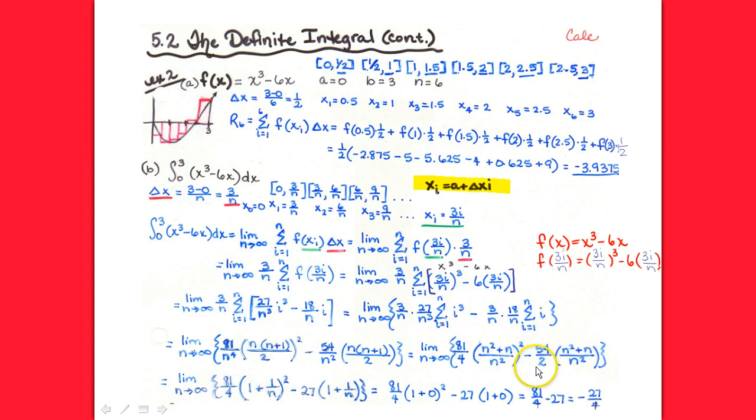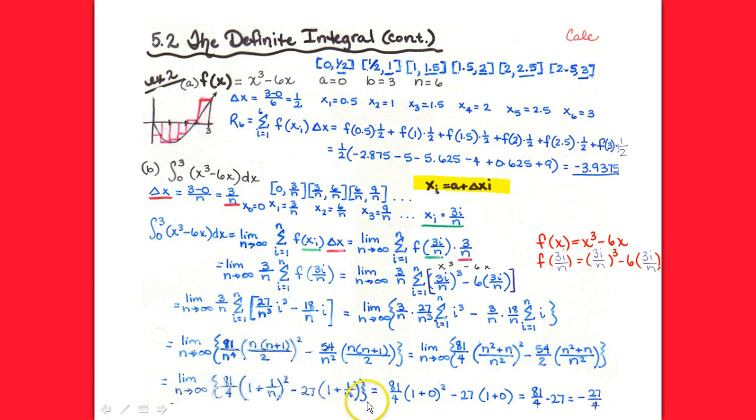Then 54 divided by 2 is 27. N squared divided by n squared is 1. And n over n squared is 1 over n. What we're left with is a limit approaching infinity of constants and numbers divided by variables.